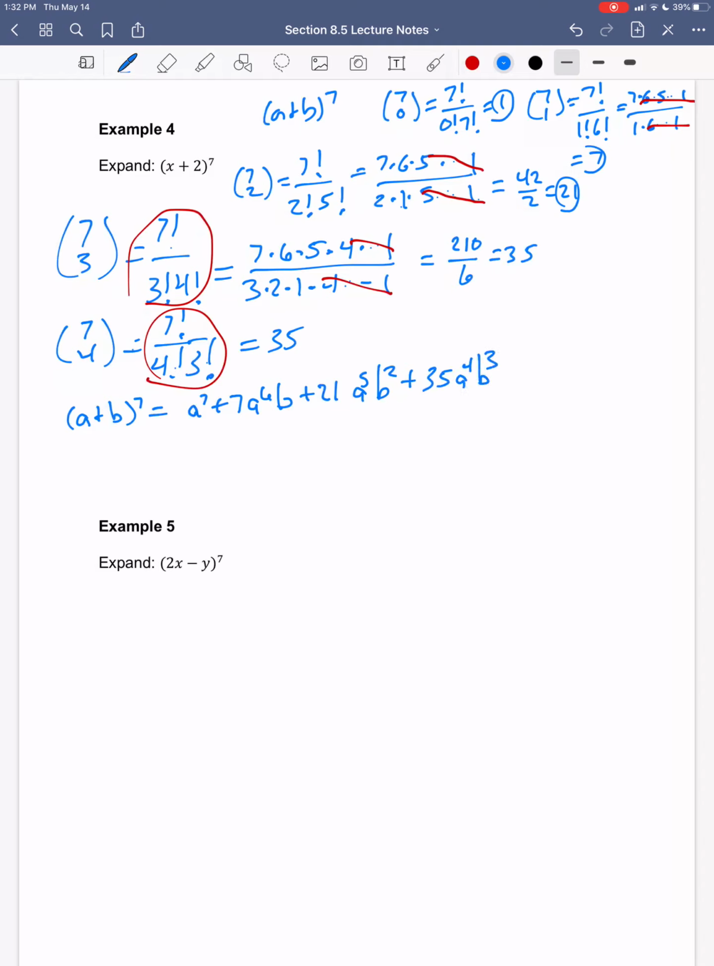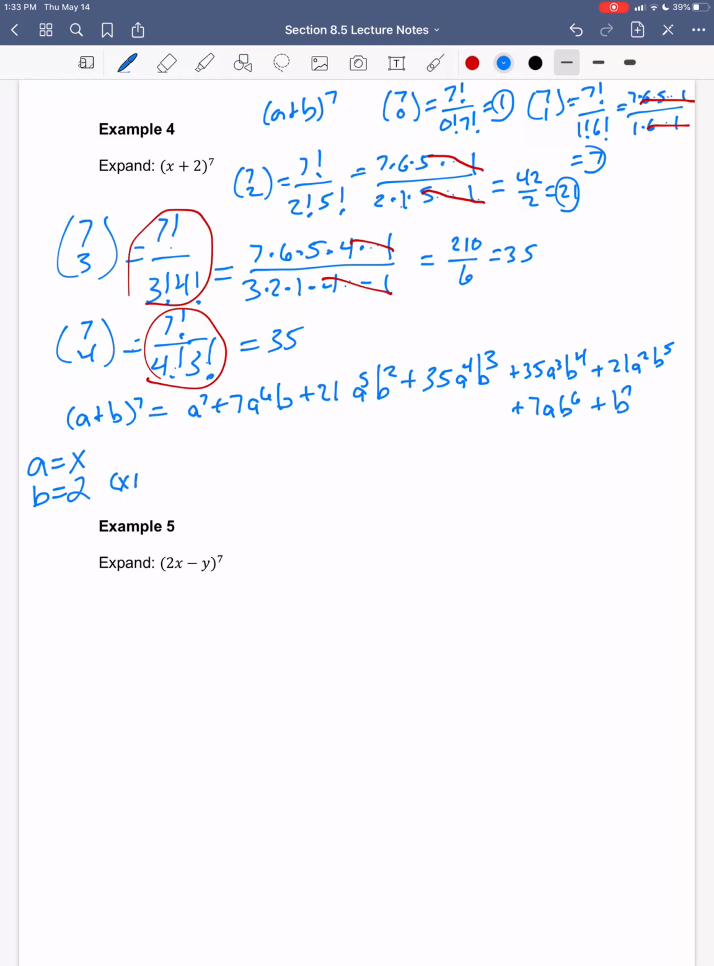But now I start repeating, right? My next one is 35 again. So that's going to be a to the 3rd, b to the 4th, and then 21, a squared, b to the 5th, and then 7, a, b to the 6th, and then finally b to the 7th. But what I want to do here now, I want to let a equal x, and I want to let b equal 2. Because that's really what I had up here, right, was x plus 2 to the 7th. So I just replace every a with x and every b with 2.